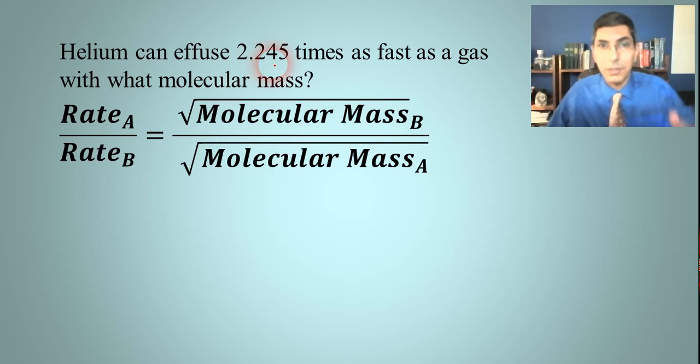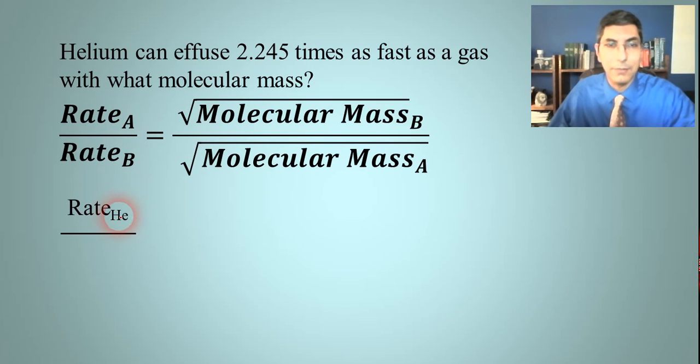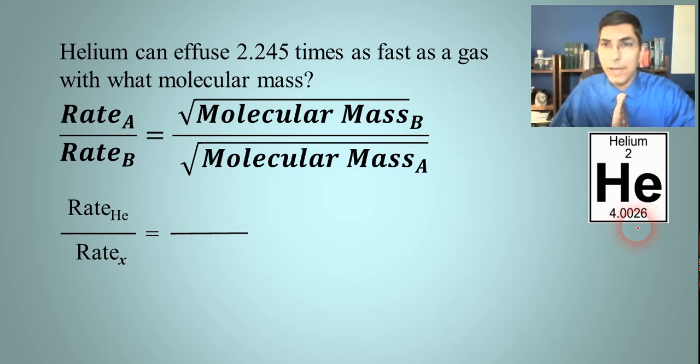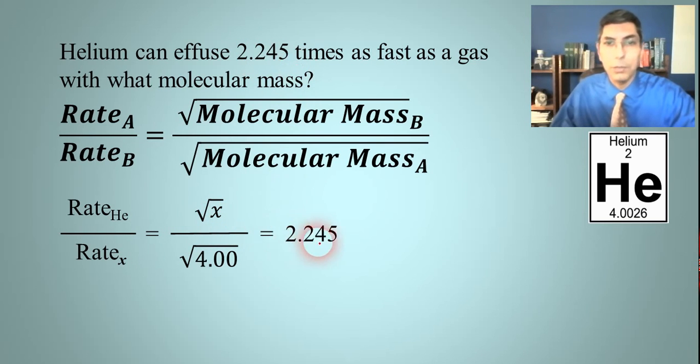Because helium, it says it's going 2.2 times as fast as something. So gas A should be helium whenever we write this down. And so B is going to be our mystery gas. We can call that X. Whenever we put some numbers in here, we use the molecular mass or the atomic mass of helium. So we'll put square root of 4.00 in the denominator over here, across. And we don't know what X is, so we're going to just call that square root of X. And we know the ratio this time. It's 2.245. So we're going to put that over here.